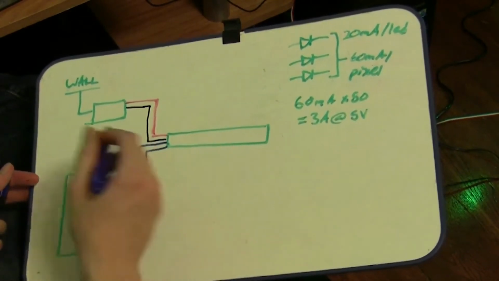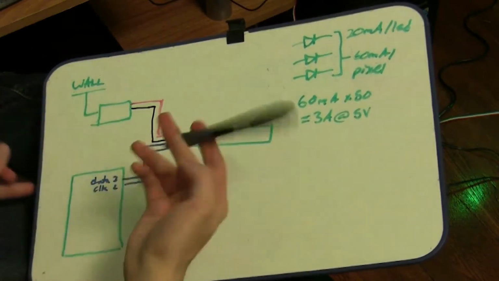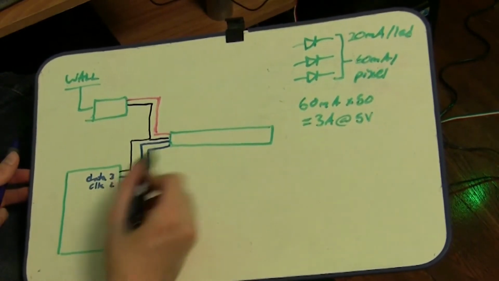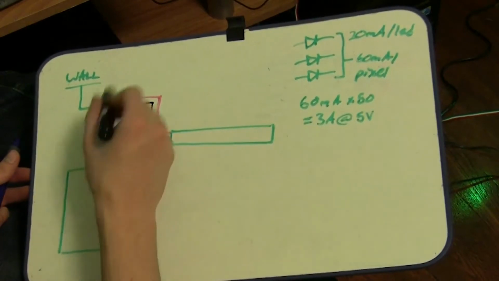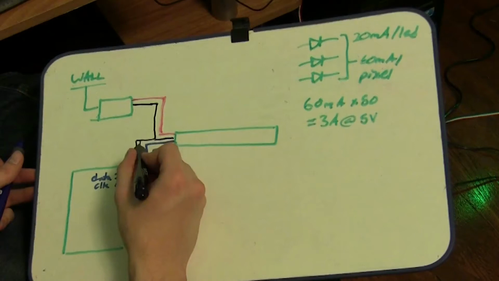Okay, and now let's not forget to make sure that we connect our grounds together. So ensure that the ground is connected to the lights, the Arduino, and your 120 volt wall power. So here's our ground right here.